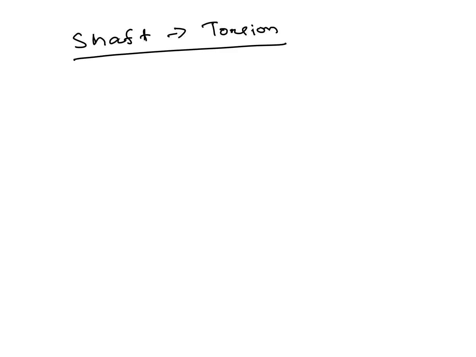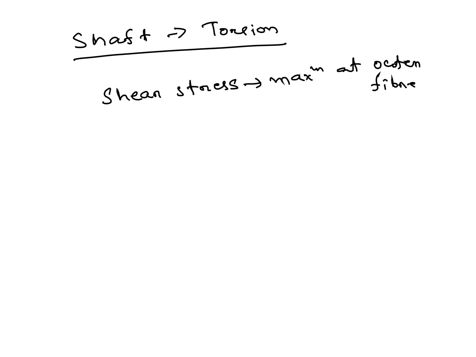And when a shaft is subjected to torsion, shear stress is maximum at the outer fiber and 0 at the axis of rotation.